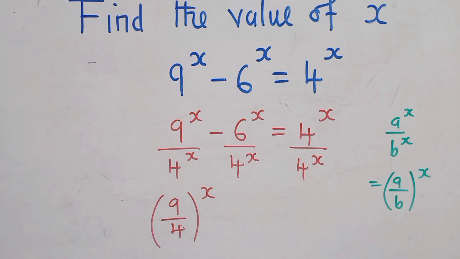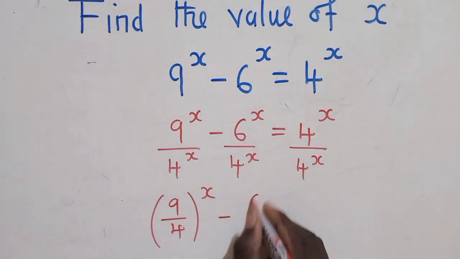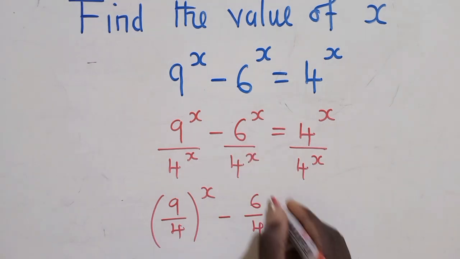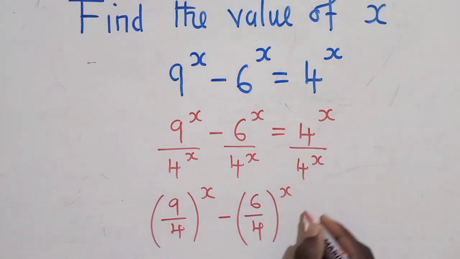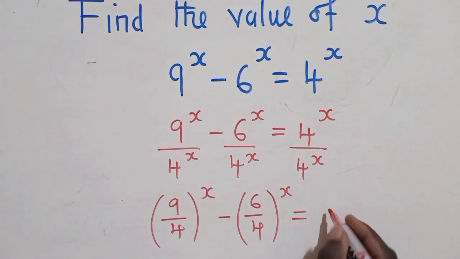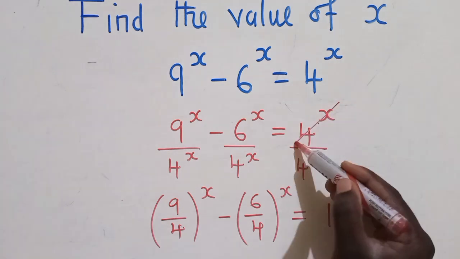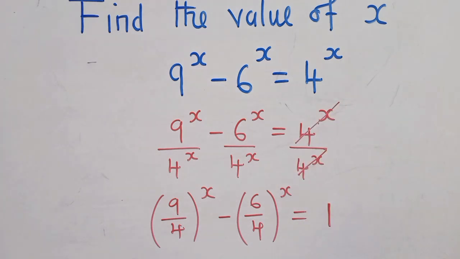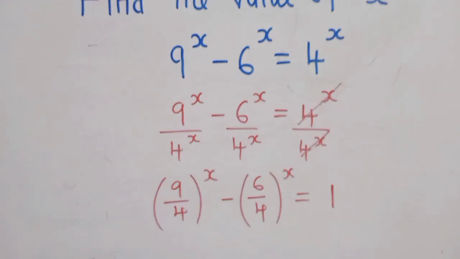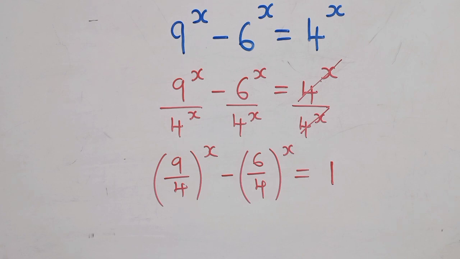Now from this stage, we can do the same with this one. It will be 6 over 4 power x, which is equal to 4. Actually, here we just write a 1, because we know that this is equal to this. So when we divide this and this, it will just give us a 1, and we have a 1 there. Now we start thinking in line with a quadratic equation.